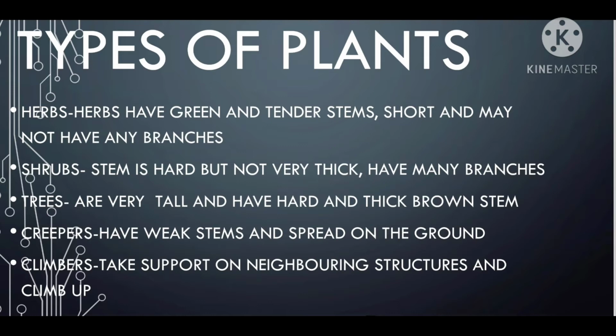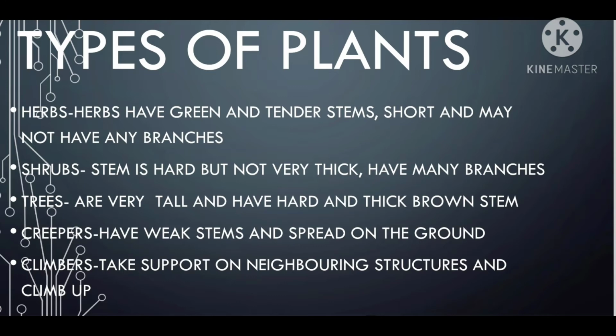Herbs are small plants with soft and short flexible green stems. They may or may not have branches. Examples of herbs are grass, coriander, mint, wheat, spinach, etc. Next is shrubs. Shrubs have a hard and brown stem. They also have many small woody branches, and they live for several years. Rose, jasmine, and hibiscus are examples of shrubs.